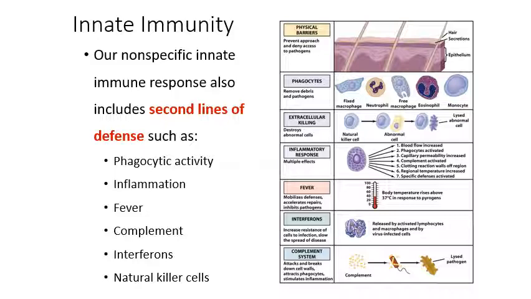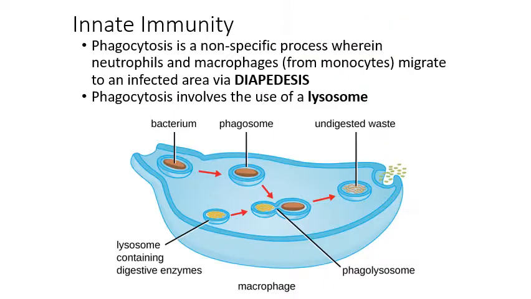And another thing here, inflammation. Inflammation is a critical part of your second line of defense. Fever is also going to be critical to protecting you against infection, as well as complement, interferons, and natural killer cells. And we'll talk about each one of these one at a time. All right. So starting with phagocytosis.